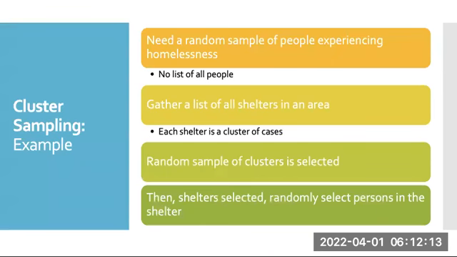So if you need a random sample of people experiencing homelessness, but you have no list of people because this is a difficult to reach population, then you would gather a list of all shelters in an area, and each shelter is a cluster of cases. Then within those clusters, you would do the random sample. So the shelter selected would randomly select the persons in the shelter.